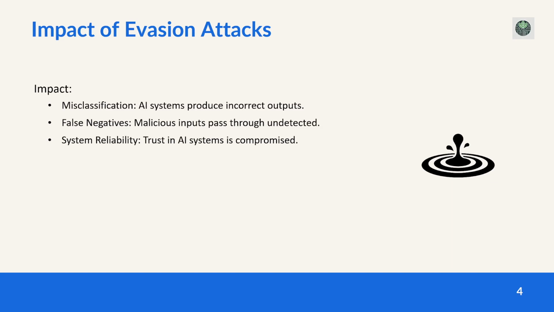So the impact of these attacks can be quite severe. First, they can lead to misclassification. This is where the model will make incorrect predictions. In some cases, this can cause a security breach, such as misidentifying an object in an image or allowing unauthorized access. Another risk is false negatives. This is where malicious inputs pass through the system undetected. For example, in fraud detection systems, an attacker could manipulate these inputs to evade detection entirely. Finally, these attacks can undermine the system's reliability, damaging the trust in AI systems, especially those in high stakes applications where consistent accuracy is critical.